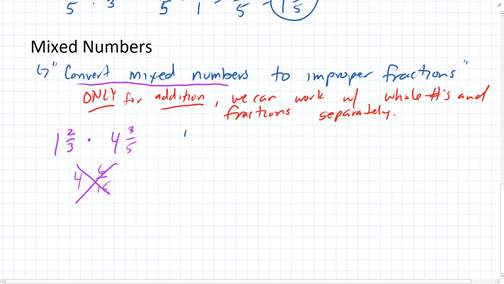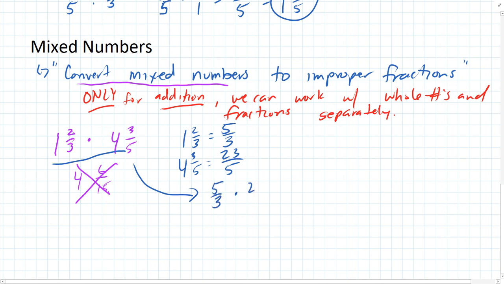So 1 2/3, okay, as an improper fraction is 1 times 3 is 3 plus 2 is 5. We have 5/3. 4 3/5, we are going to convert. Let's see, 4 times 5 is 20 plus 3 is 23 over 5. Okay, so these are the improper fractions we're going to work with. We're going to rewrite this expression as improper fractions. So we're going to have 5/3 times 23/5. I'm noticing now I really should have used simpler numbers, but let's go ahead and look at this.